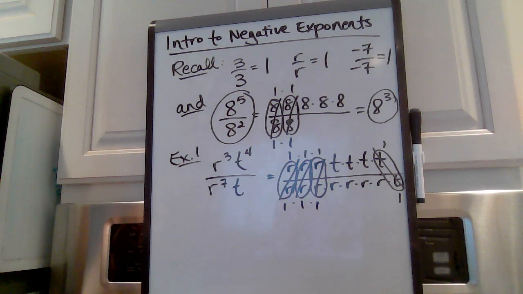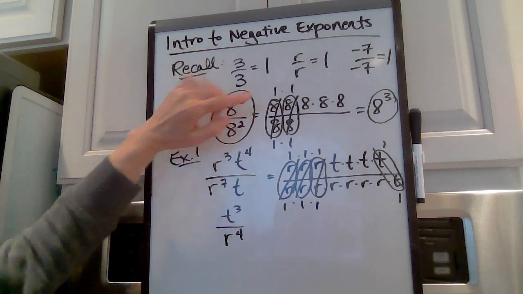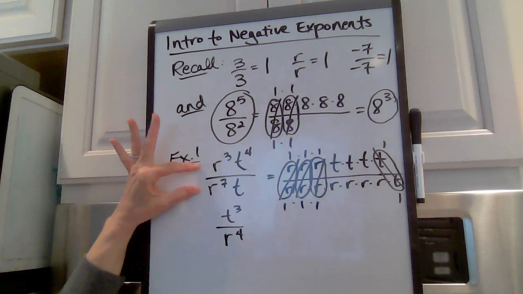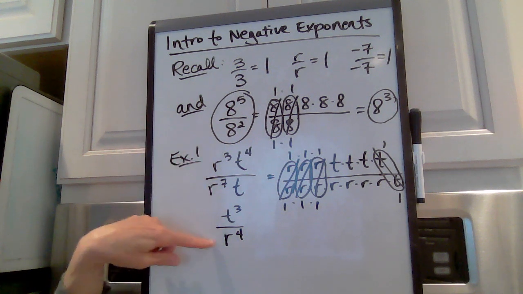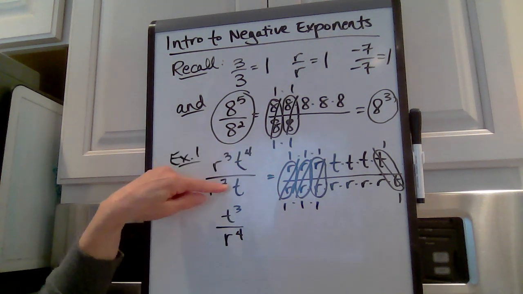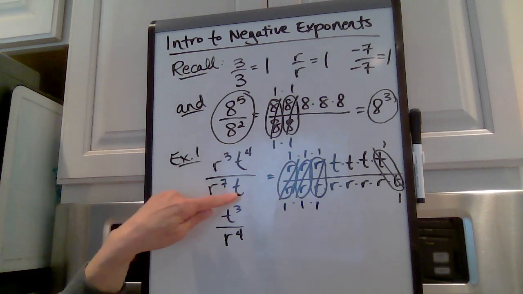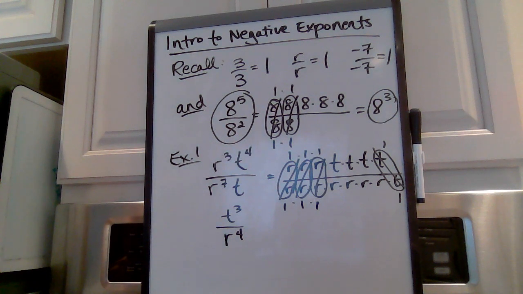But what we have left in the numerator now is t to the 3rd. And in the denominator, we have r to the 4th. And if we go back to that, find the difference between the exponents, like we did with this one, you can see that what we did here with our r's, the difference between the 3 r's that we have in the numerator and the 7 r's we have in the denominator, leaves us with 4 r's in the denominator. And our t's, remember there's a 1 here. We have 4 t's in the numerator, 1 t in the denominator. So this one cancels out one of these, leaving us with 3 in the numerator. That's what we talked about the other day.